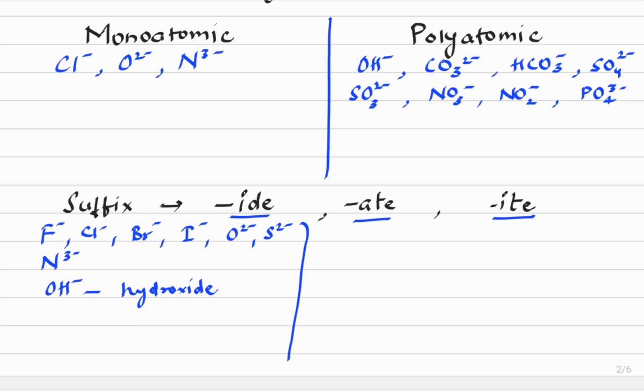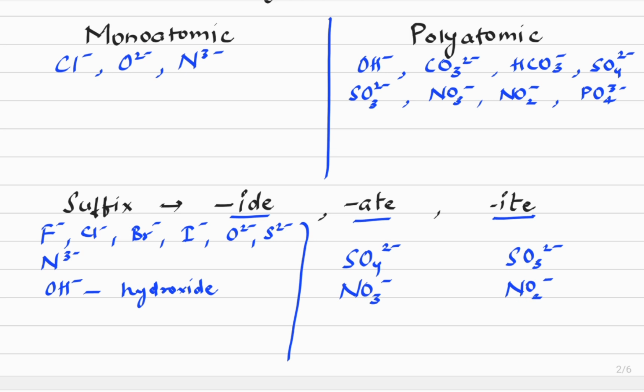Now sometimes you would see very similar looking ions, but the names would be different. For example, this is sulfate and this is sulfite. This is nitrate, this is nitrite. Now here, if you see the ions carrying the "ate" suffix, they have one more oxygen than the ions carrying the "ite" suffix. So sulfate has 4 oxygens and sulfite has 3 oxygens, one less. Nitrate has 3 oxygens, but nitrite has 1 less, that is 2 oxygens.